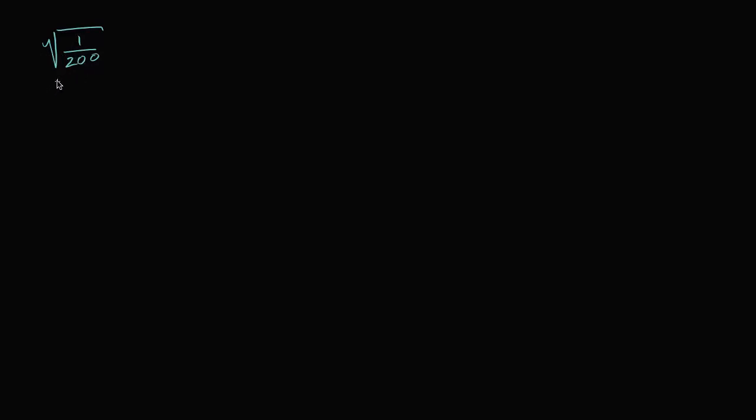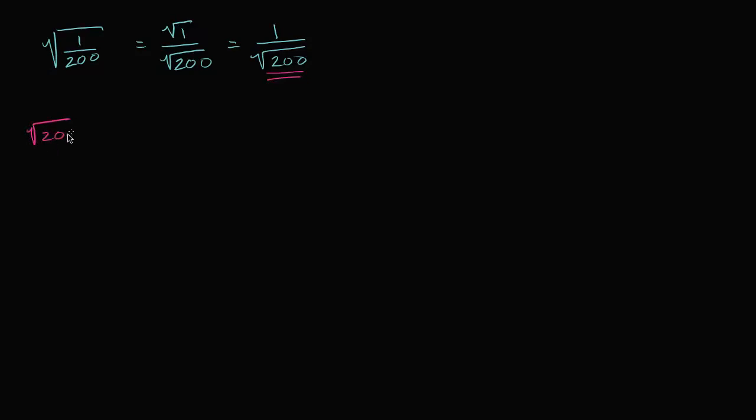All right, so there's a couple of ways that you could approach this. One way is to say, well, this is going to be the same thing as the square root of 1 over the square root of 200. The square root of 1 is just 1, over the square root of 200. And there's a couple of ways to try to simplify the square root of 200. I'll do it a couple of ways here.